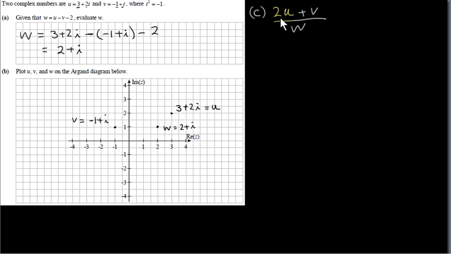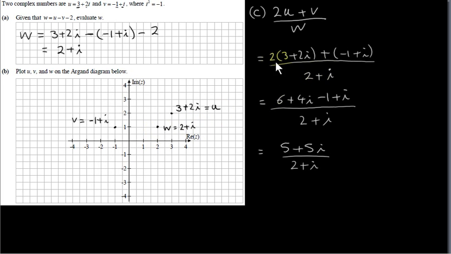Now in part C, we want to calculate 2u plus v over w. So that's 2 times 3 plus 2i, plus v, which is minus 1 plus i, and this is put over w, which is 2 plus i. So multiplying 2 in here, we get 2 3s are 6, 2 times 2i is 4i. We have plus minus 1 plus i. That's just a plus sign, so we can drop that and write down minus 1 plus i without the brackets.